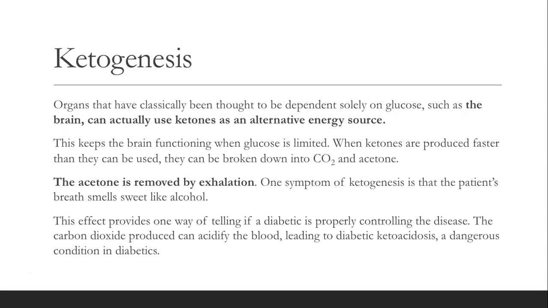Up to this point, I've been telling you that neurons really only are able to use glucose as their energy source. But the brain actually can use ketones as an alternative energy source. The brain will keep functioning when glucose is limited, and when ketones are produced faster than glucose, they can be used, and then they can be broken down into CO2 and acetone when you have too much. And the acetone gets removed every time you breathe out.